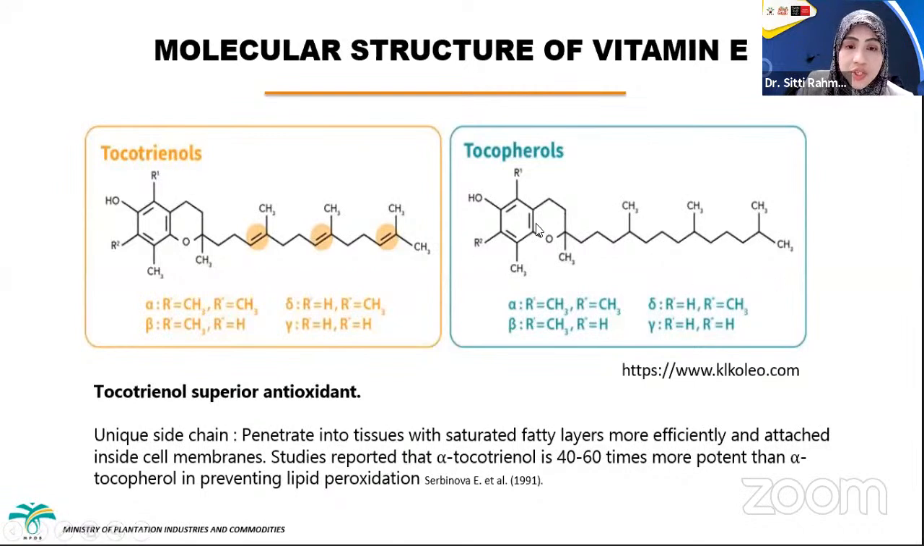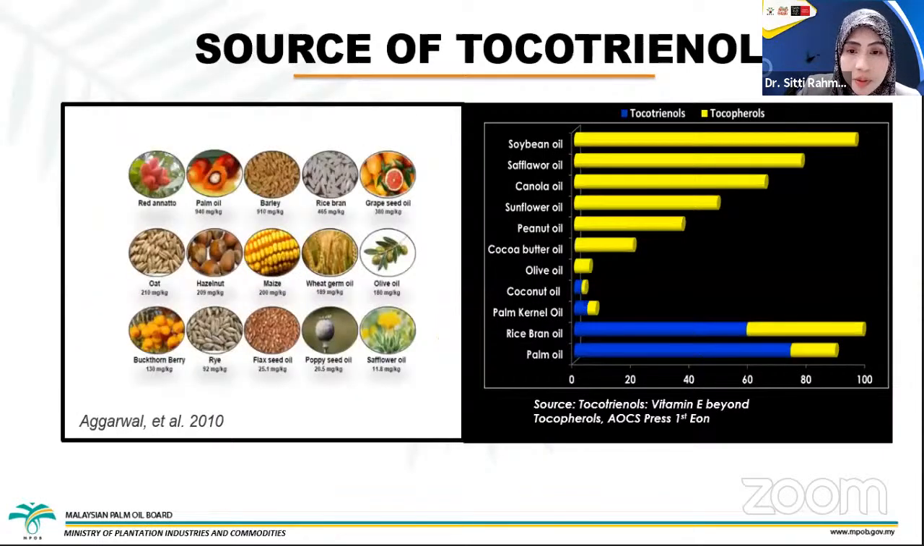The difference between these two is only the double bond in the side chain. Tocotrienol is the superior antioxidant, which is due to the presence of the unique side chain here. With the three double bonds, tocotrienol is able to penetrate into tissue with saturated fatty layers more efficiently. This study also reported that alpha tocotrienol is 40 to 60 times more potent than alpha tocopherol in preventing lipid peroxidation.